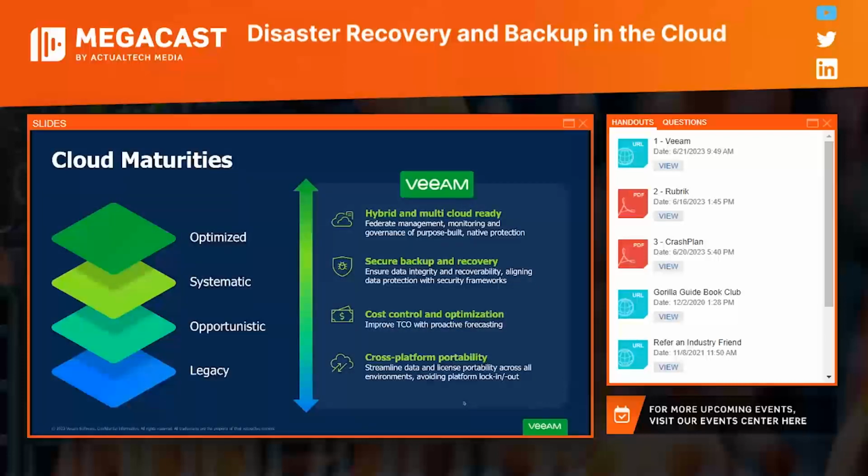So we see folks wanting to properly protect their environment, but do that with as minimal a cost footprint as possible, so they're not spending all of their money on backup and recovery operations. They're freeing up that capital to go and invest in more transformative initiatives that might align with that optimized tier.